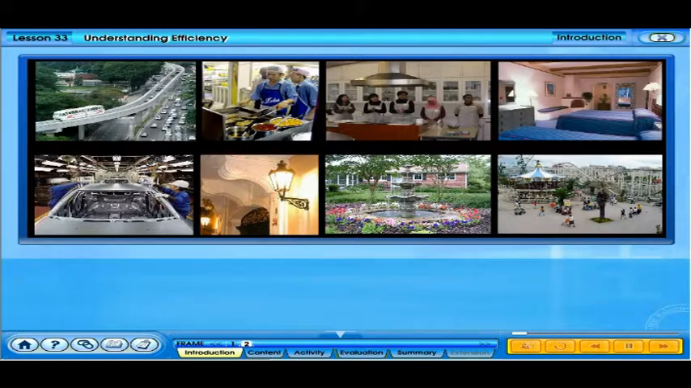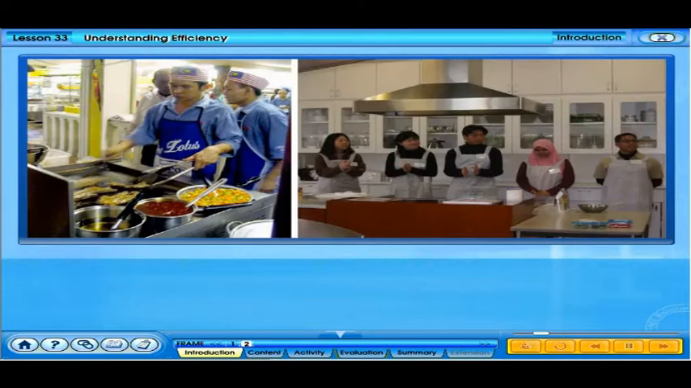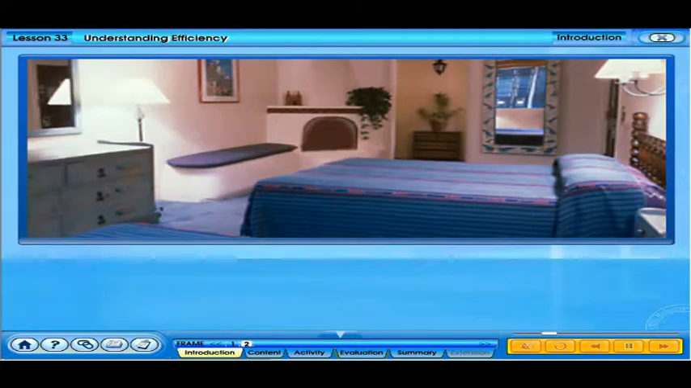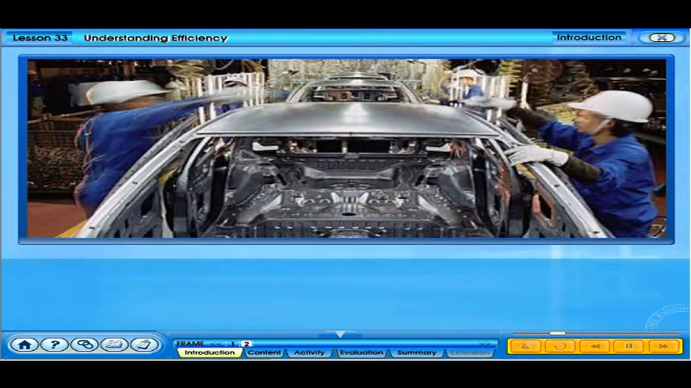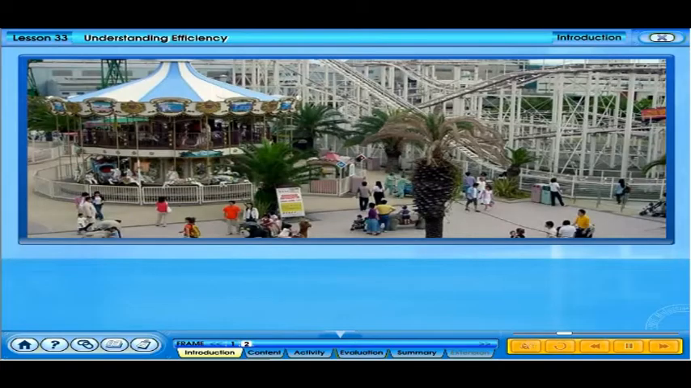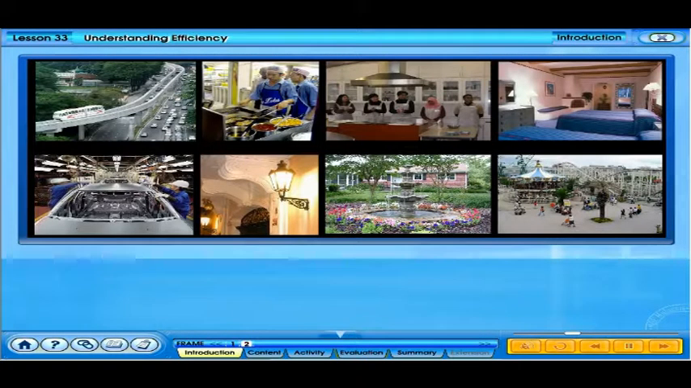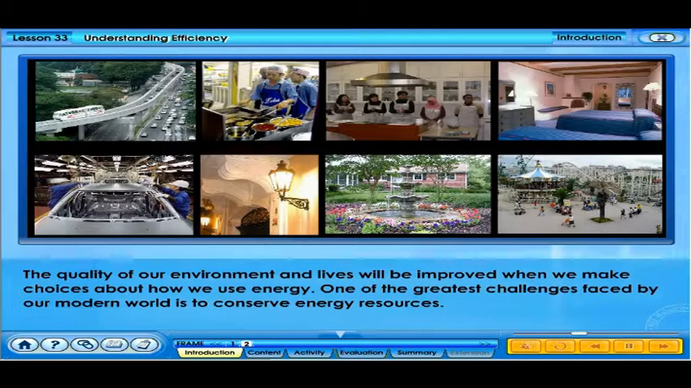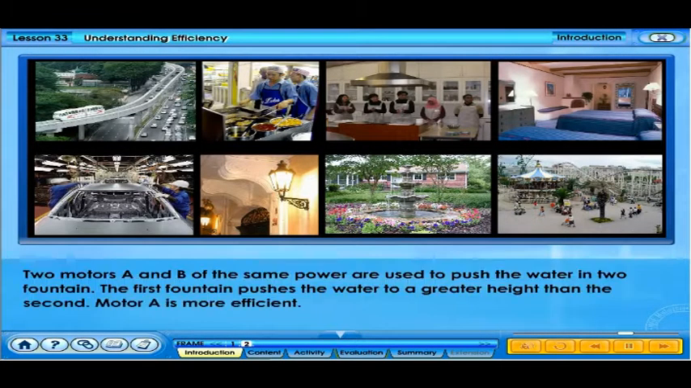Energy is the foundation of everything we do. All of us use energy every day for transportation, cooking, heating and cooling rooms, manufacturing, lighting, water use, and entertainment. The quality of our environment and lives will be improved when we make choices about how we use energy. One of the greatest challenges faced by our modern world is to conserve energy resources.